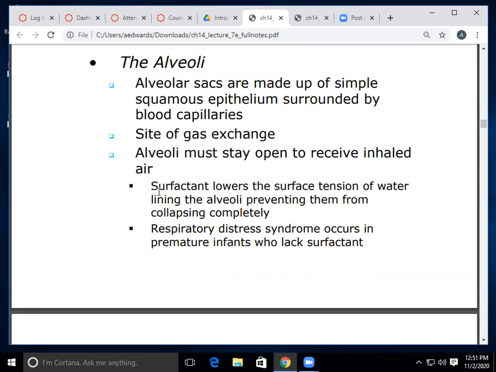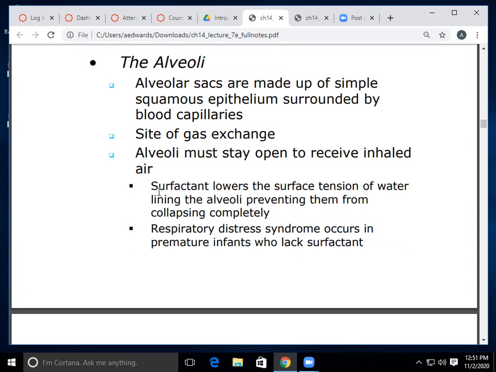Okay, so not to be confused with cuboidal, right? So they're not three-dimensional cubes. Okay, it's more of a flat structure. Okay, and this is where the gas exchange happens. Okay, so the alveoli have to stay open so they can receive air, right? So if they flatten, you can't put air in them, right?